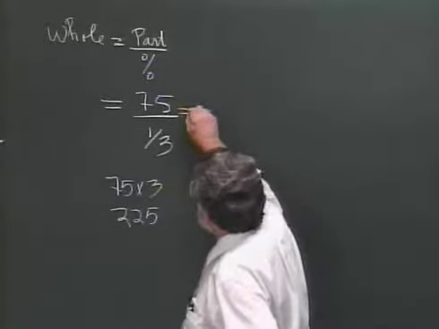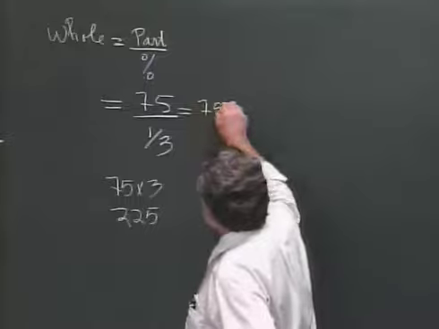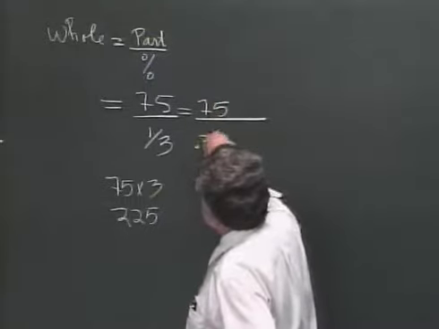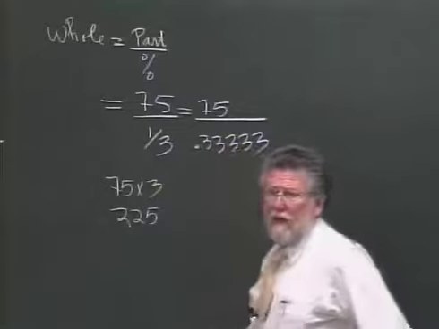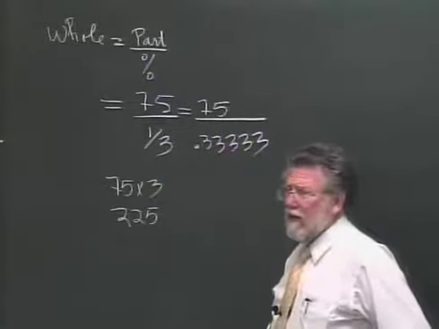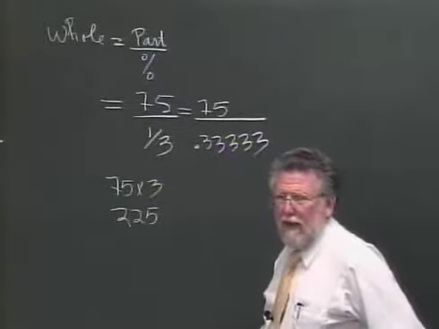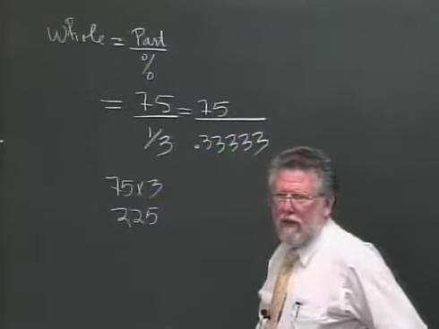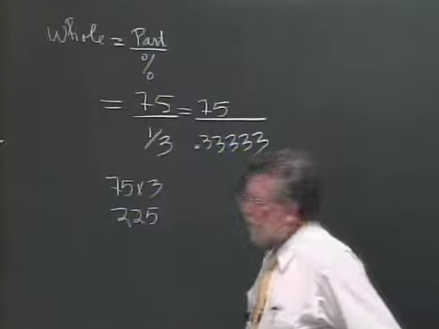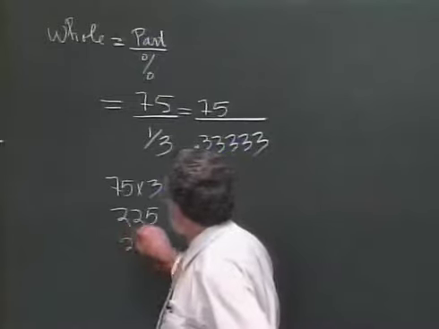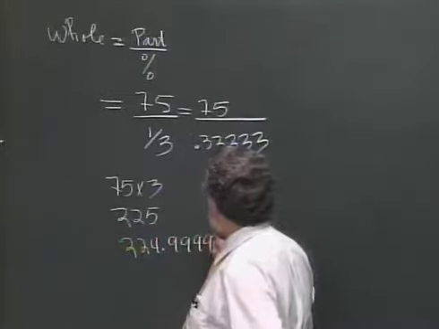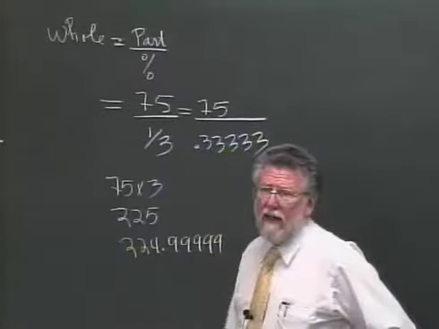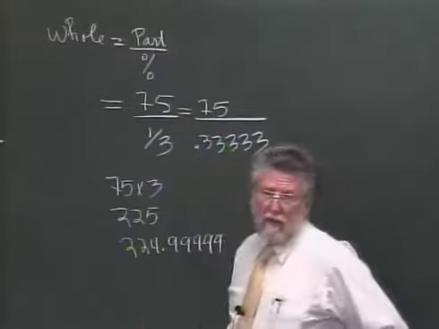You could have said that I have 75 divided by 0.333333. And how many threes do you go? Fill up your calculator screen. And when you do, you should get 225. You might find yourself getting 224.99999 or something like that if you don't use enough threes here.